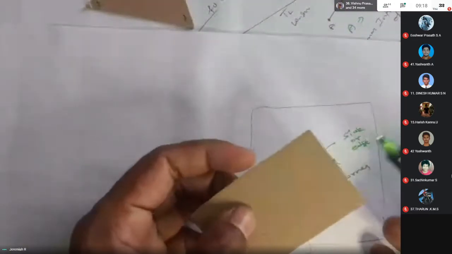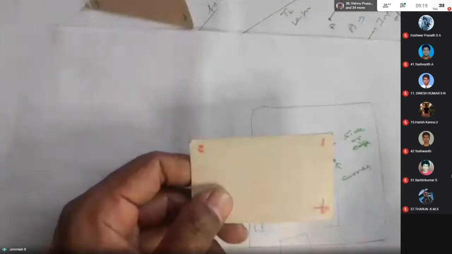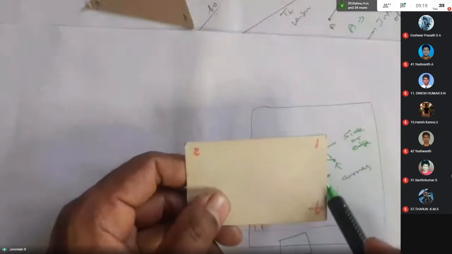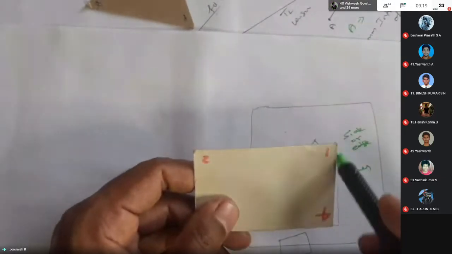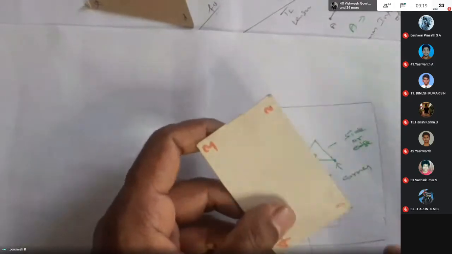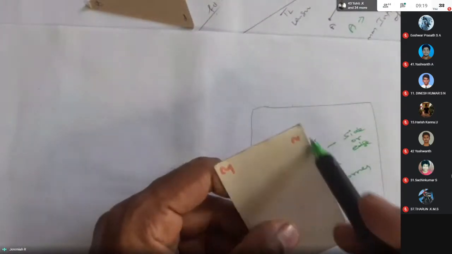In case of a rectangle, there is one more term. If the length is short, it is called shorter side or shorter edge, because compared to the other length it is smaller. And this is called longer side or longer edge.